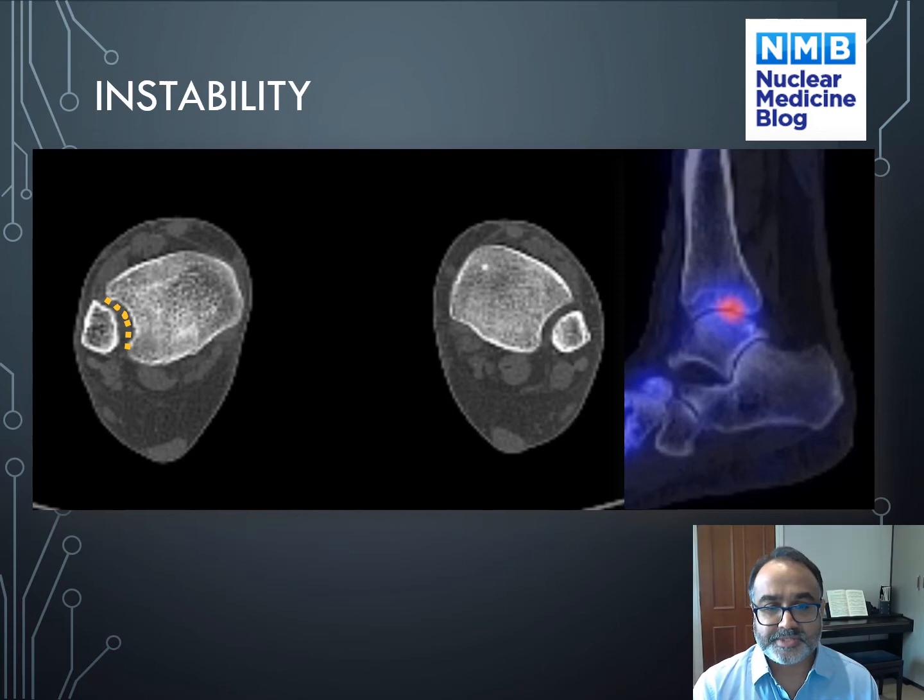So when I'm looking for instability, I'm looking on the axial images. I'm looking above the level of the tibio-talar joint. I'm looking at that distal tibio-fibular syndesmosis. And it should be nice and smooth, and the distance between the tibia and the fibula should be even along its length. If it isn't, you can get chronic instability, and you can start to see focal abnormal uptake in the syndesmosis itself, but also in the tibio-talar joint.